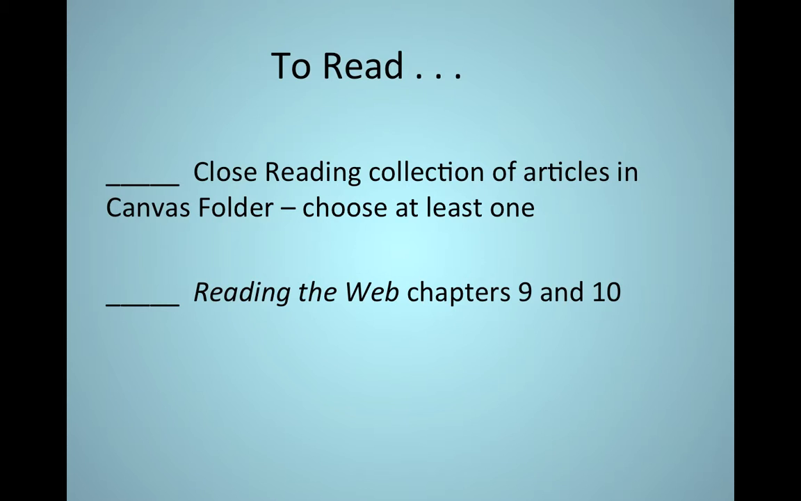So in this unit, you'll be reading two different things. You'll read the last two chapters in Reading the Web, chapters 9 and 10. And you'll also be reading an article out of the folder in Canvas that has articles about close reading. So you're going to choose one article. There are several in that folder. Choose one that looks interesting to you, whether it's focusing on content area like close reading and science text or close reading with young children. Choose one that is applicable to you. And then you'll apply that, and I'll explain that here in just a few minutes. So those are the reading things for this week.